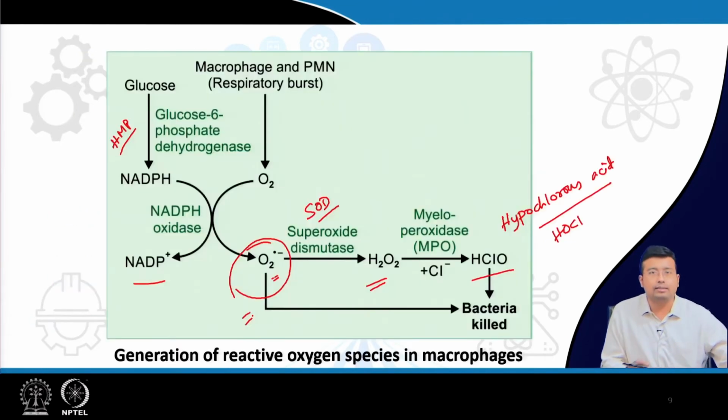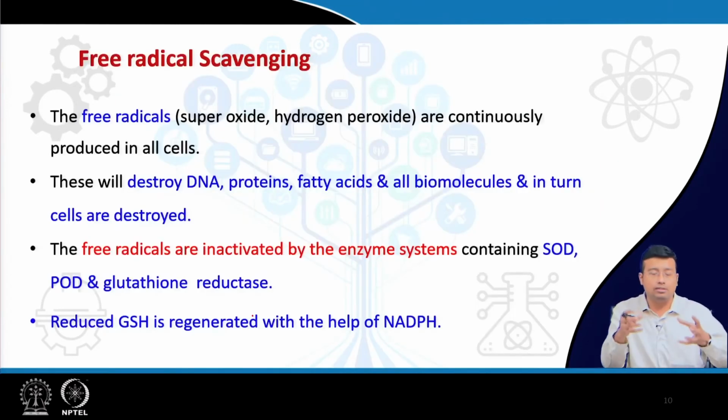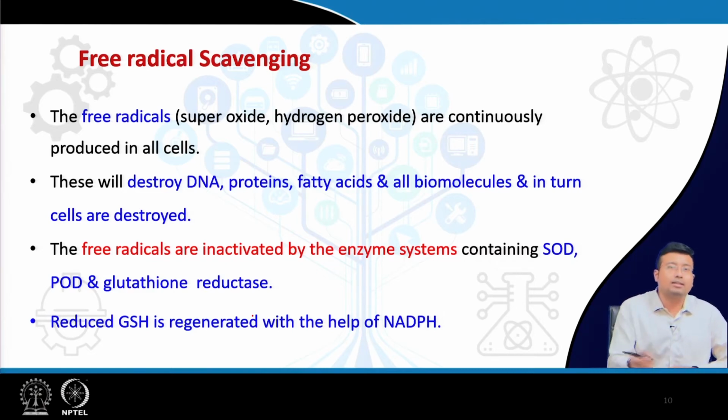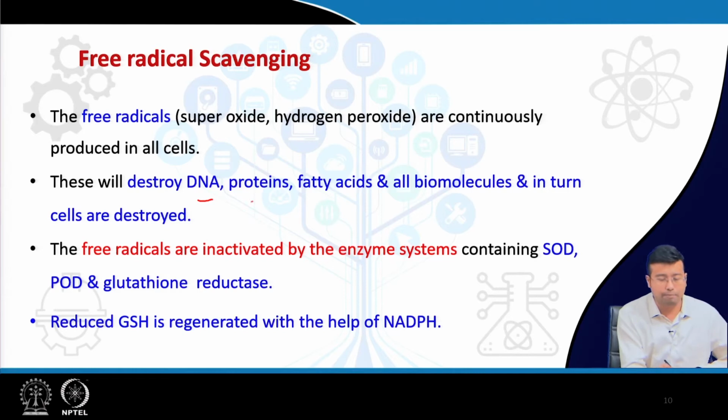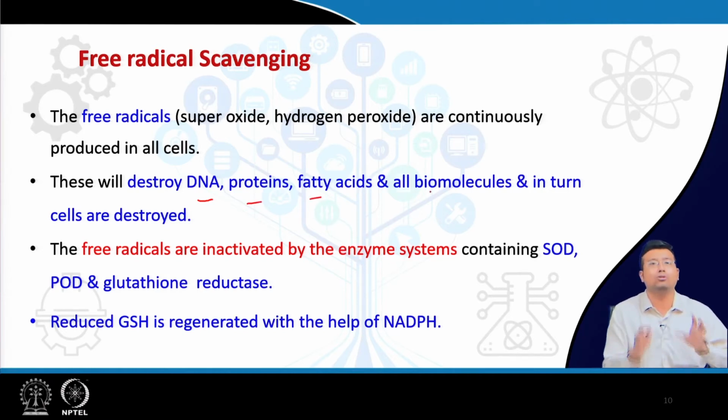So these free radicals that are generated need to be scavenged, need to be taken care of. Who does this? First of all, why is it important to scavenge the free radicals? Because, as I told you, the free radicals are constantly produced inside the cell, and if left unchecked, they will destroy the DNA, protein, fatty acids, and all biomolecules. It will create a chain of cellular oxidation reactions.